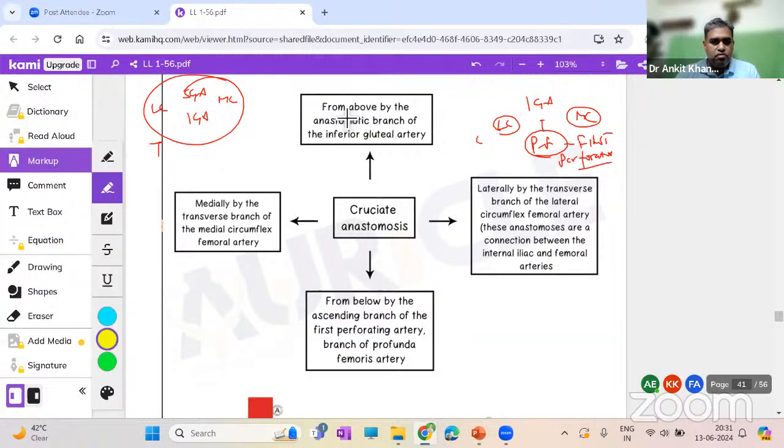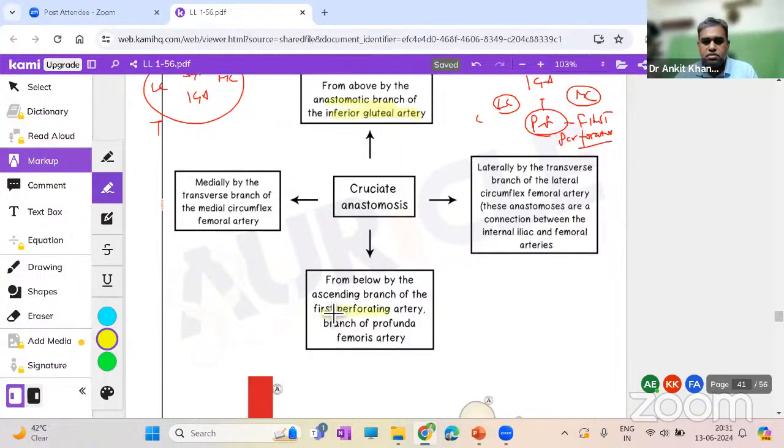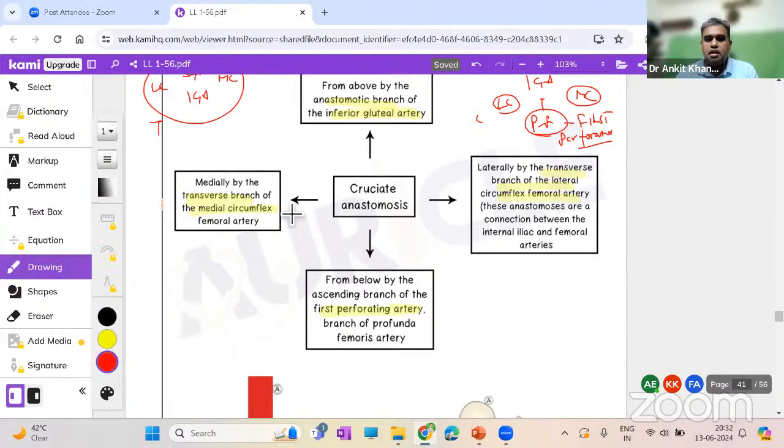Now go through this. From above, we have the inferior gluteal artery branch. From below, you have the branch from the first perforating artery. From the sides, you have transverse branches of the medial circumflex and of the lateral circumflex, and they form the cruciate anastomosis. If we talk of the vessels over here, all three of these are continuations of branches of the external iliac, while this one is the branch of the internal iliac. Again, the same thing applies.